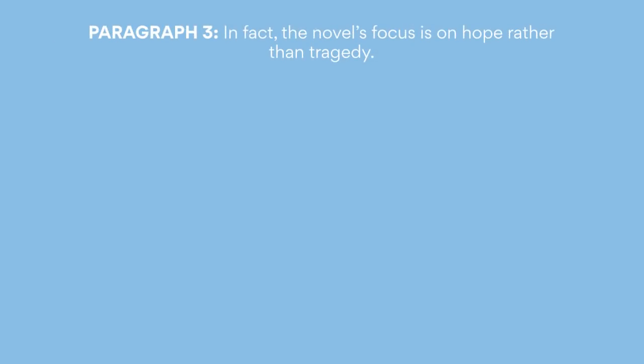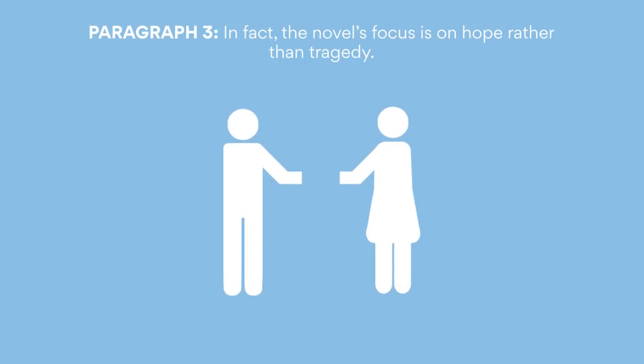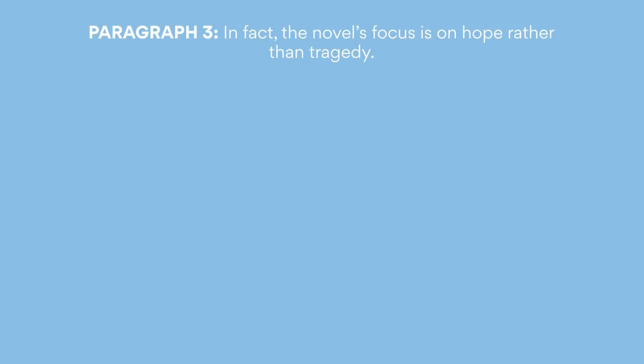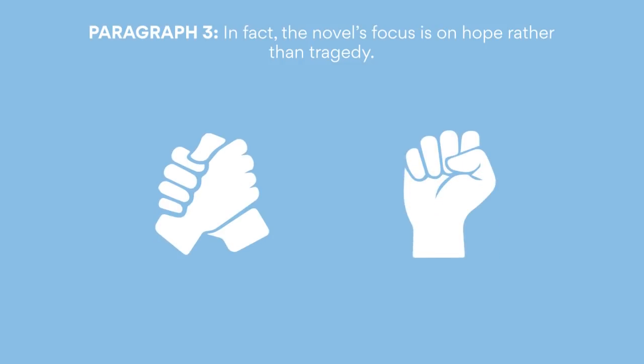Paragraph 3. In fact, the novel's focus is on hope rather than tragedy. A range of other characters demonstrate the power of love and human connection in the face of adversity, and London seems to be focusing on these ideas instead. Plus, it's not just the children who are brave in the face of tragedy, but ordinary people who prove themselves to have the potential for strength and courage.